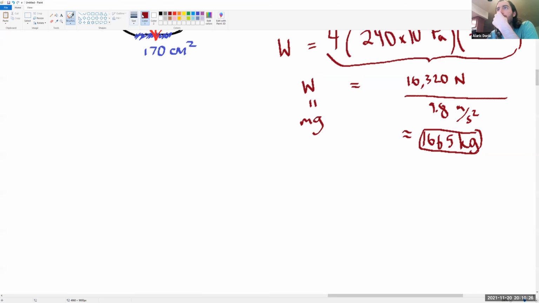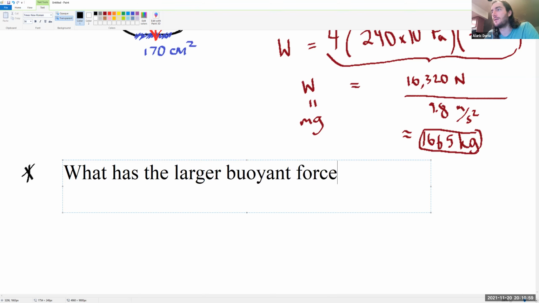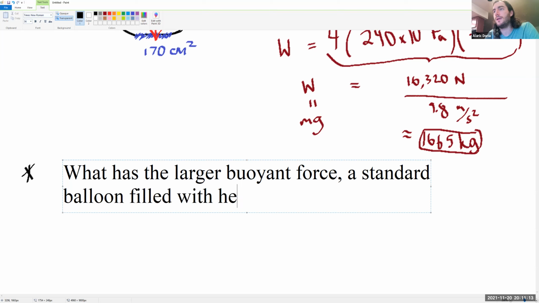Before we go to the next question, I have a question again for those of you who are here, and once I state the question, you can pause if you're watching on YouTube. Let me type this one out to save some time. So this is a conceptual question. What has the larger buoyant force? A standard balloon filled with helium or an elephant?